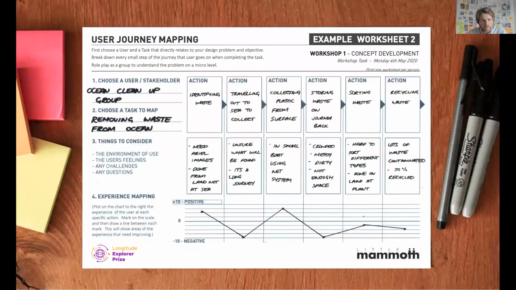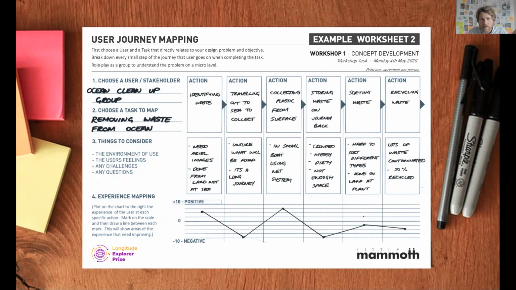So if you look at the example that I've got here, this is my example project, and this project's all about ocean cleanup. And so the user or the stakeholder is an ocean cleanup group, a community group, and the task that we're going to be mapping is how they remove waste from the ocean.